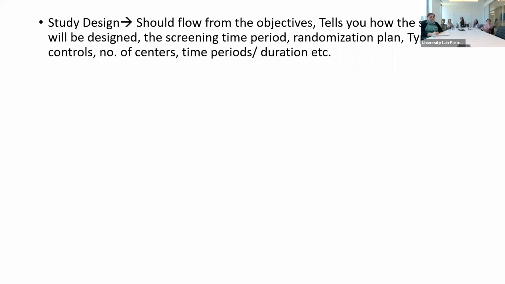Study design, and this should really flow from your objectives as well. It tells you how the study is going to be designed. So think about the screening time period. Let's say you want to screen these subjects ahead of time. Think about the types of controls that you'll be using. What are you comparing to, right? Is it a standardized control across multiple sites, right? A randomization plan if you need one. Types, time periods, and the duration of the study as a whole, right?